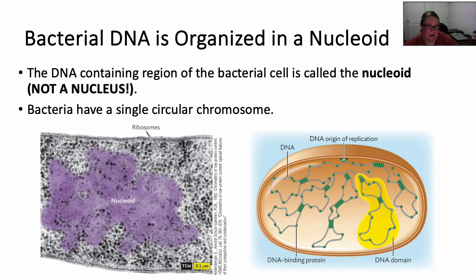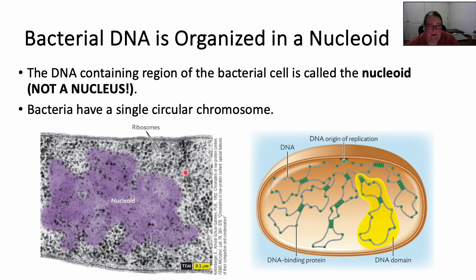Okay, so if you remember correctly, prokaryotic cells have a defining feature. They do not have a nucleus or membrane-bound organelles. Okay, so where do we find bacterial DNA? Well, in bacteria, their DNA is found in a region of the cell called the nucleoid. Now, the nucleoid doesn't really have a specific place. It's just going to be wherever the DNA congregates.